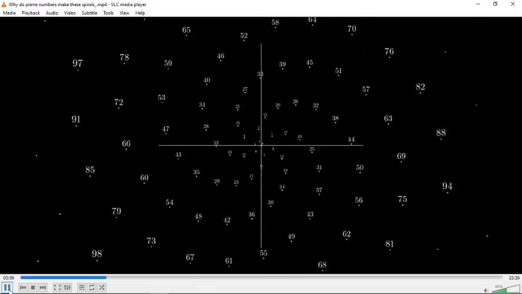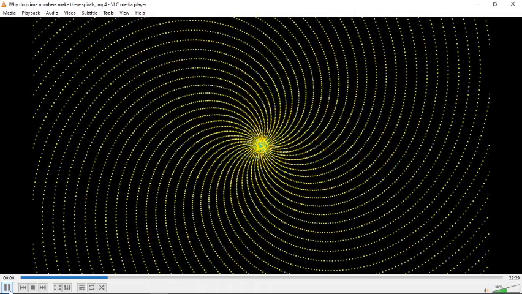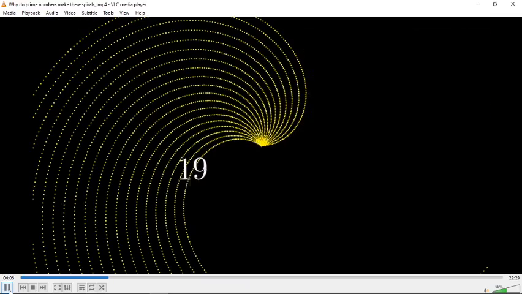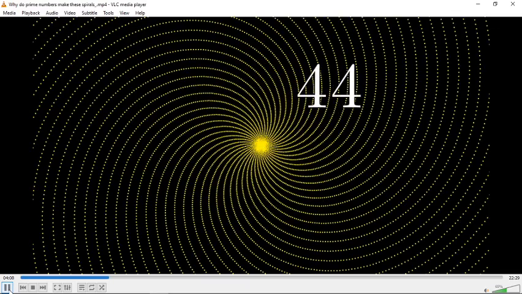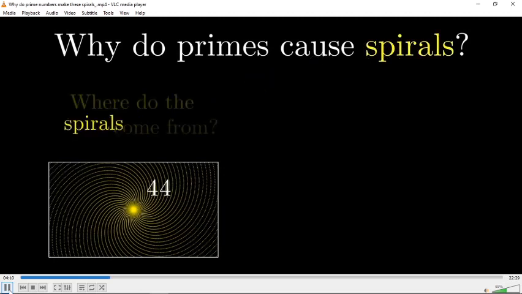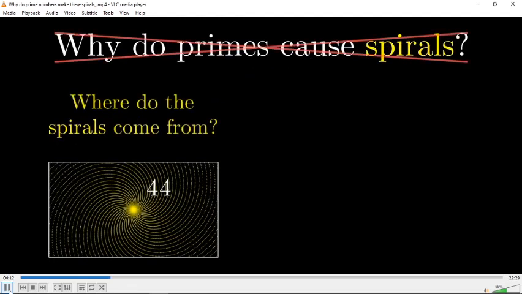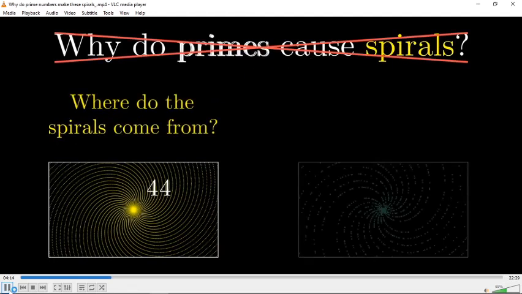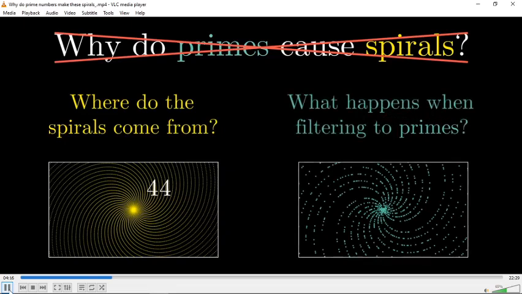as you zoom out, you see very similar spirals. They're much cleaner, and now there's 44 of them instead of 20, but it means that the question of where the spirals come from is, perhaps disappointingly, completely separate from the question of what happens when we limit our view to primes. But don't be too disappointed, because both these questions are still phenomenal puzzles.